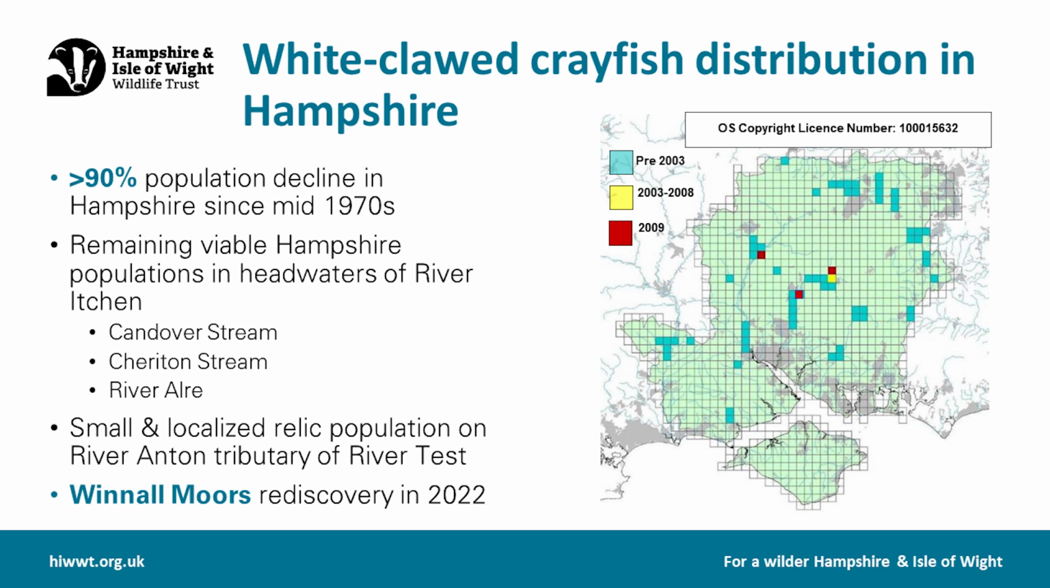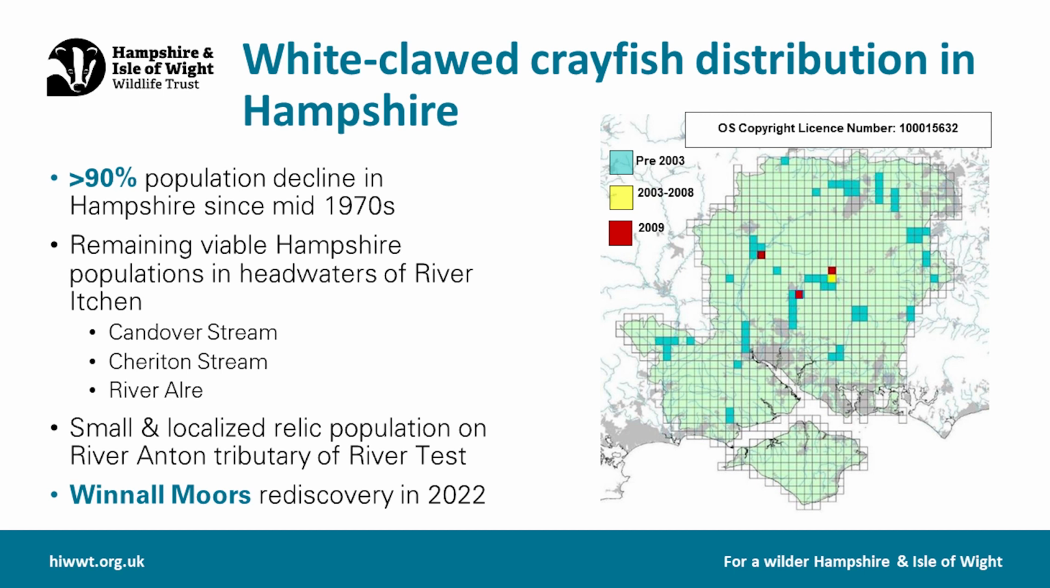So they used to be fairly widely distributed in Hampshire. Prior to 2003, as this map says, it used to be in the northeast, in these rivers here. They used to be down in parts of the New Forest, used to be in the River Meon. But since the mid to late 1970s, they've suffered a 90% population decline.